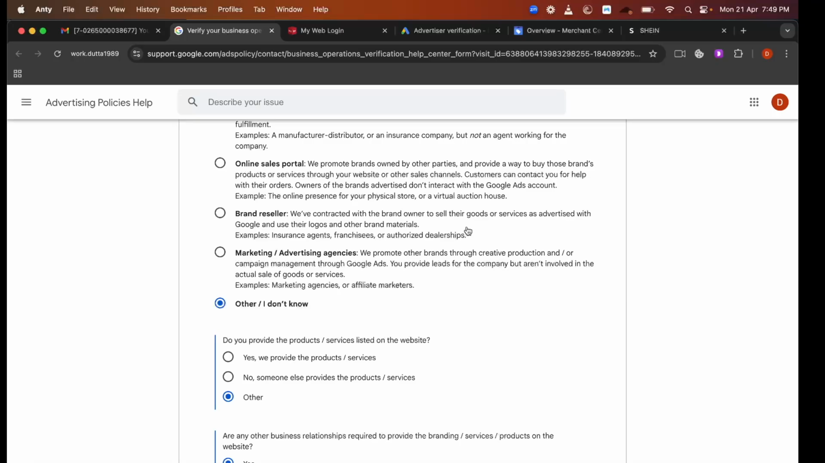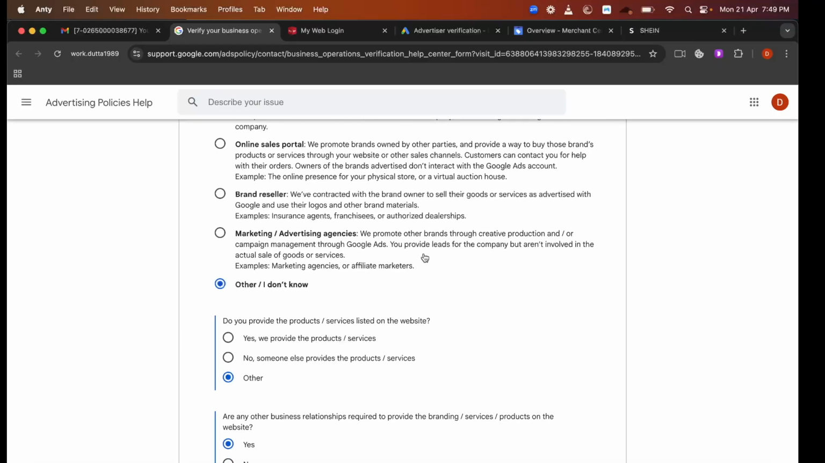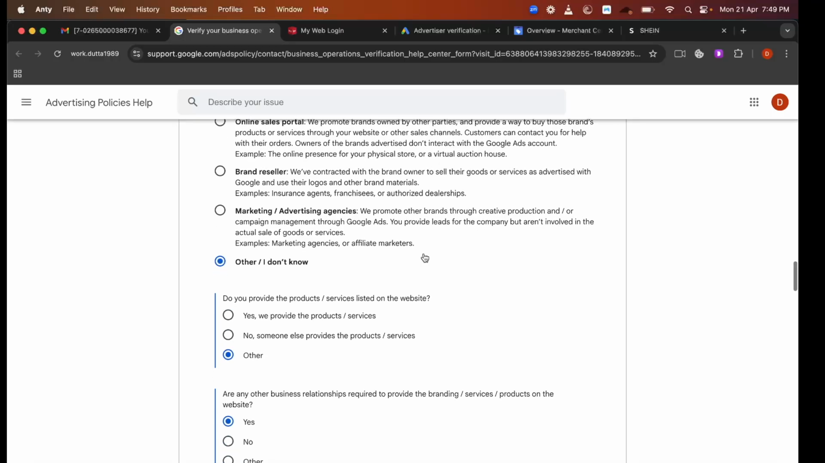Brand reseller. Okay, this is also not applicable as Shine promotes the products under their own brand name. Marketing and advertising agencies. This is also not applicable as well. So what we do is we go ahead and select the last option, that is other.